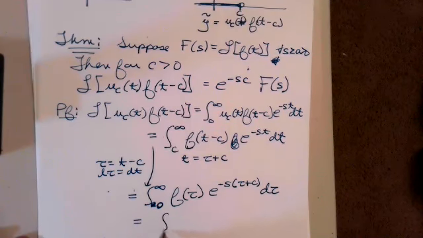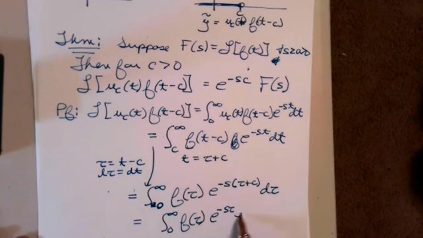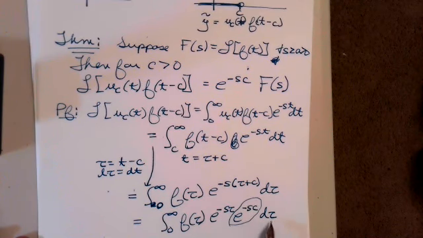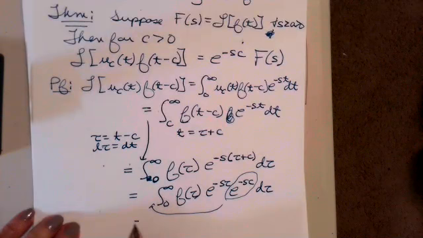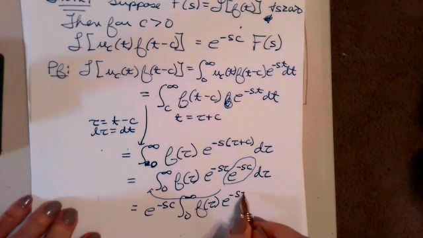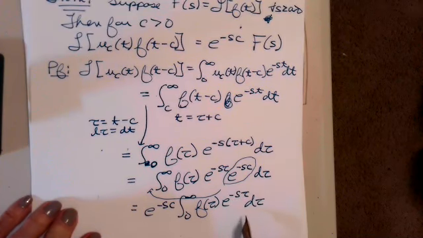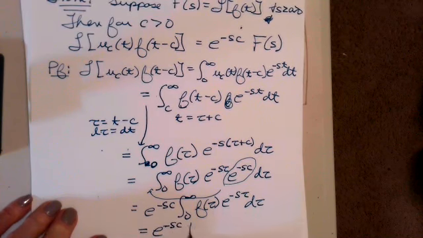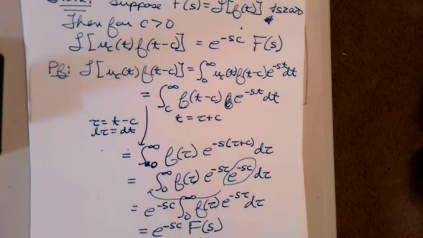Okay, so this is the integral from 0 to infinity of f of tau e to the minus s tau times e to the minus sc d tau. But this thing doesn't have anything to do with the variable of integration, so I can move it on out to the front. So this becomes e to the minus sc times the integral from 0 to infinity of f of tau e to the minus s tau d tau, which is the definition of the Laplace transform of f. We just called the dummy variable tau instead of t. So this is e to the minus sc times F of s, the Laplace transform of little f. Okay, so that proves it.